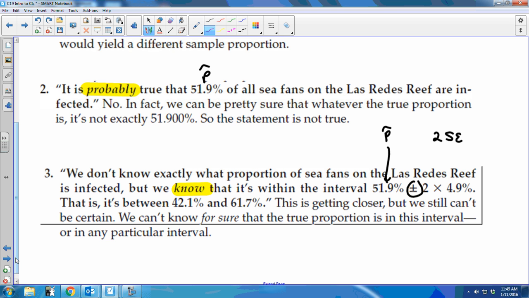We don't know exactly what proportion of sea fans on the reef is infected. That's a good clause to start with because that's true. We don't actually know. But we know that it's within the interval 51.9% plus or minus 2 times 4.9%. That is, it's between 42.1% and 61.7%. So that's the actual interval. You took p hat and you added 2 standard errors and subtracted 2 standard errors. You got an actual percentage. So do you know that p is within that interval? No. We're 95% confident that it is. That means there's a 5% chance that it's not. So you do not know that p is in that interval. Be careful with that.